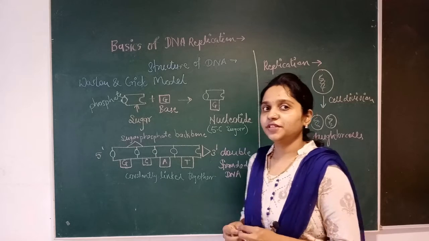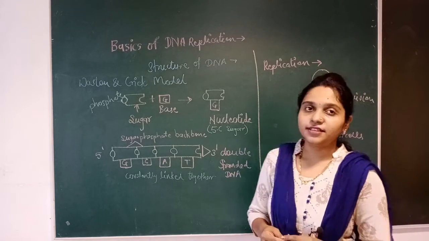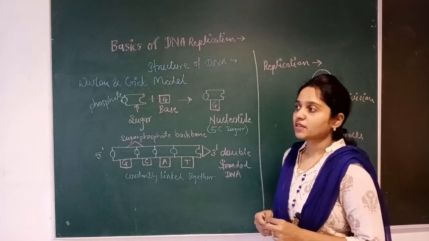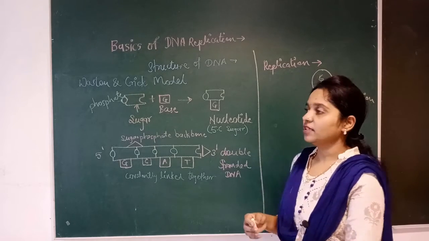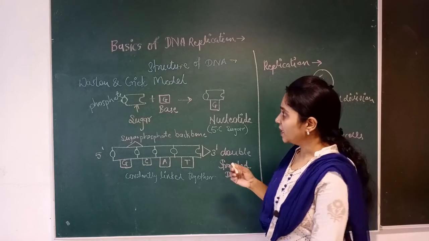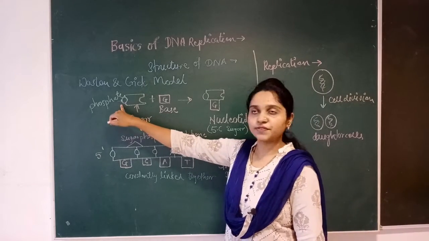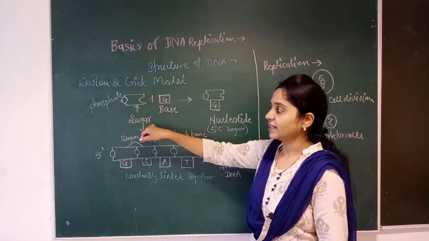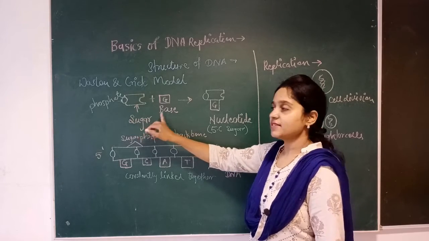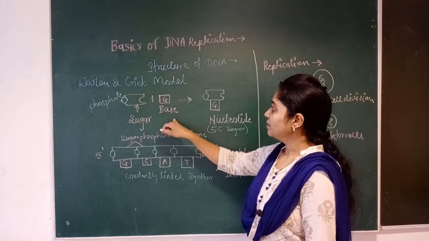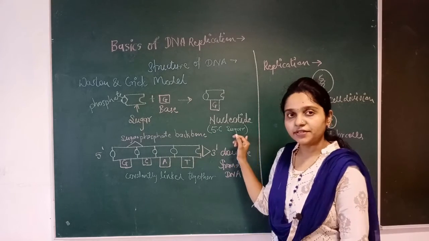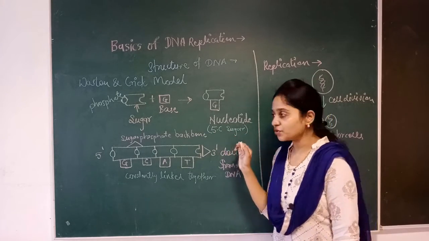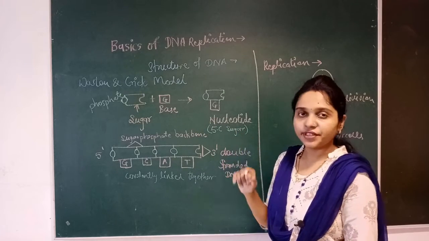Class. Today we are going to start with DNA replication. Firstly, we see the basics of DNA replication. The structure of a DNA consists of a phosphate group which is attached to the sugar plus the nitrogenous base, which is then the nucleotide chain, which consists of a 5 carbon sugar and phosphate group.